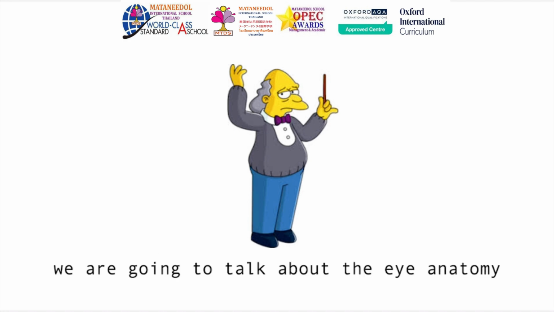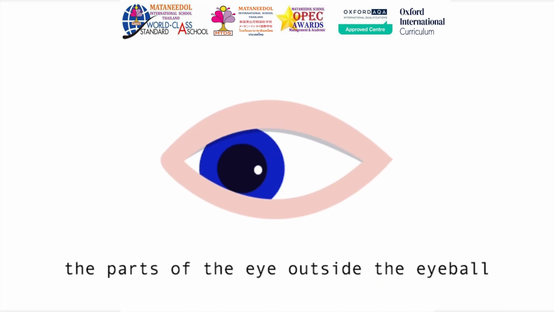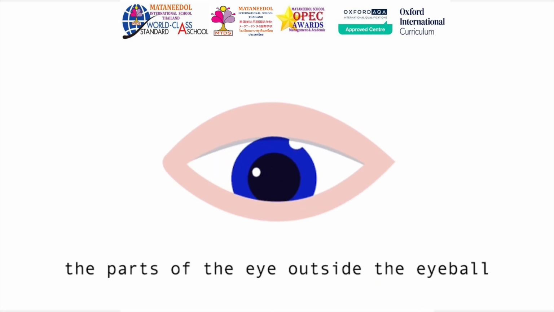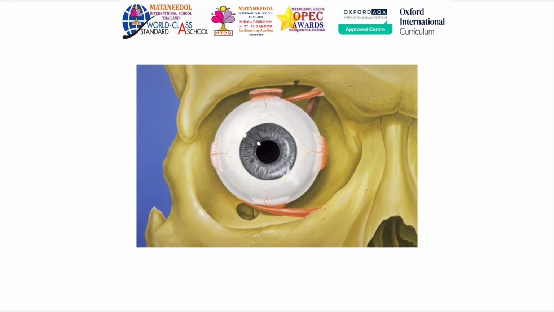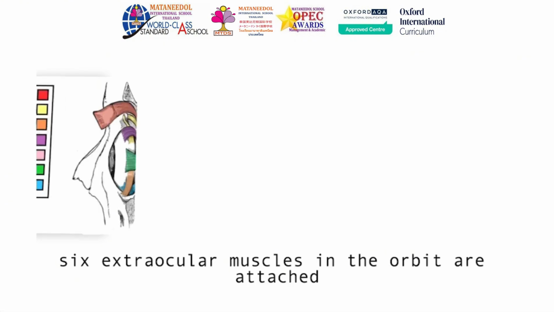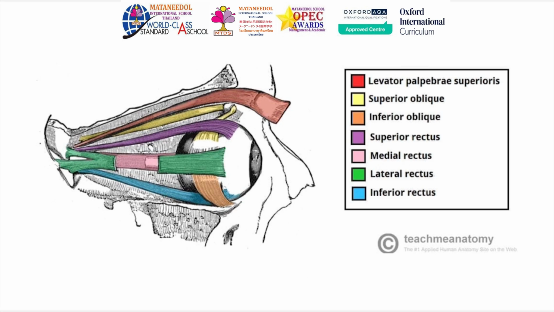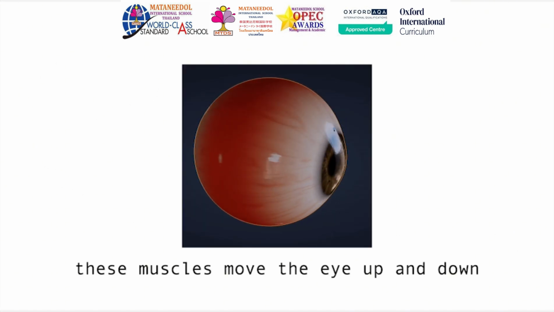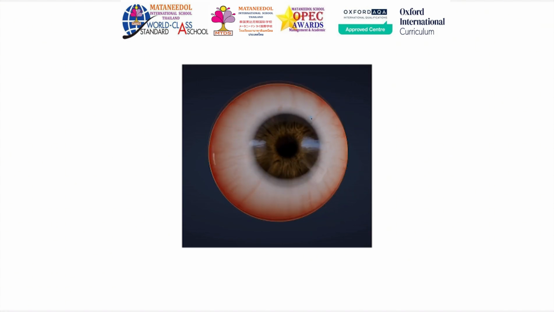We are going to talk about the eye anatomy, the parts of the eye outside the eyeball. The eye sits in the protective bony socket called the orbit. 6 extraocular muscles in the orbit are attached to the eye. These muscles move the eye up and down, side to side, and rotate the eye.